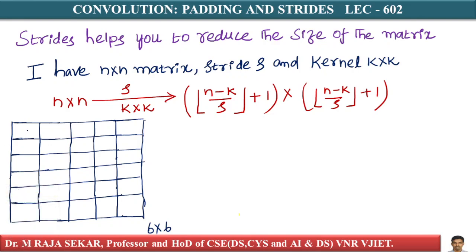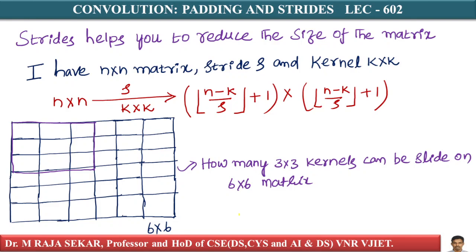Yes. 1, 2, 3, 4, 5. I assume this is one more cell. I forgot to draw one more column here. Assume there are 6 cells. How many 3 by 3 kernels can slide on a 6 by 6 matrix, isn't it? Now just see, I corrected it. Just see how many: 1, 2, 3, 4, 5, 6 cells, isn't it? It is a 6 by 6 matrix.